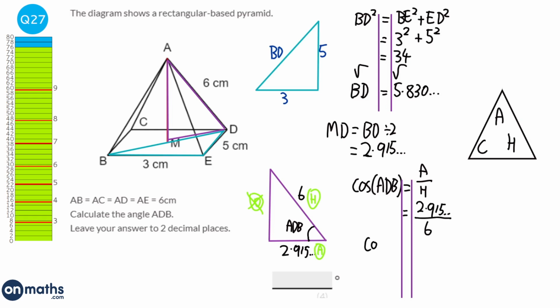Now we're going to inverse cos both sides to get rid of the cos on the left hand side. So we've just got ADB equals the inverse cos of 2.915 and so on over 6. Now I'm keeping that in my calculator, so what I'm going to do is inverse cos, which will open a bracket, and then fraction button, and then answer over 6, and that gives me 60.927 and so on. It wants it to 2 decimal places, so to 2 decimal places that will be 60.93.